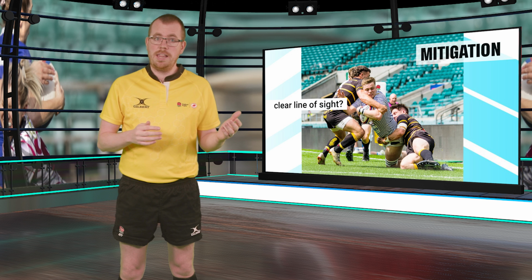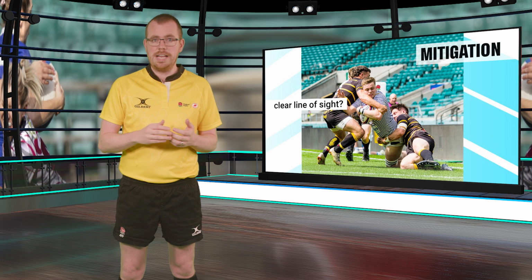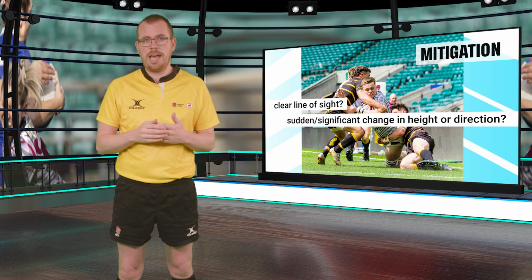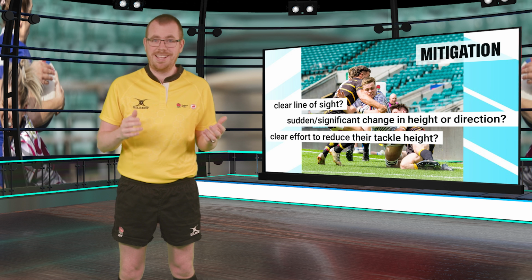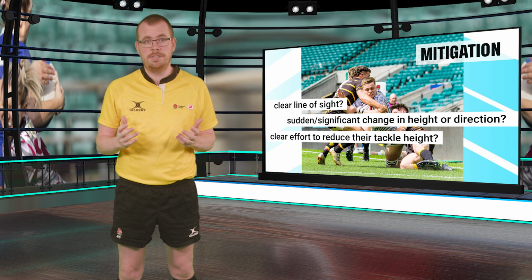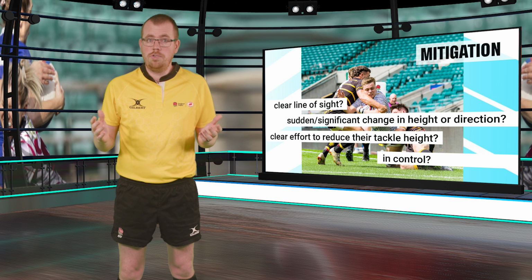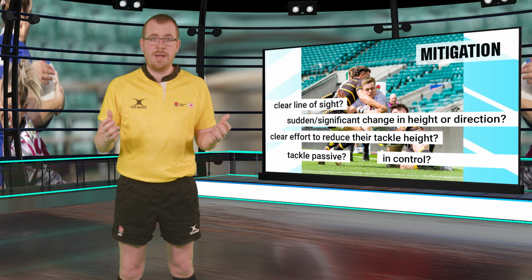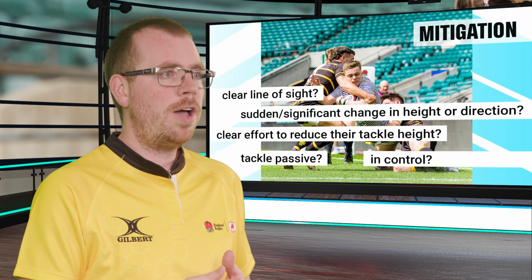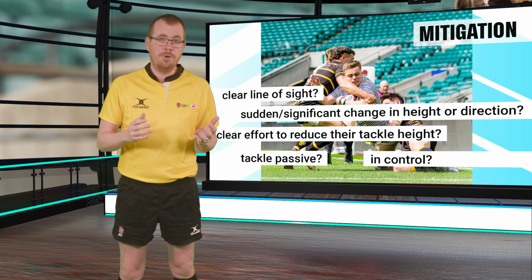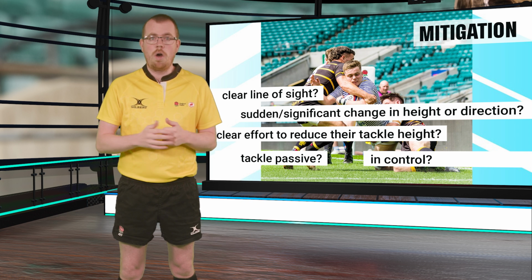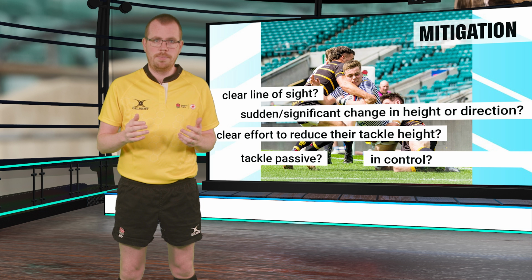Did the tackler have a clear line of sight? Was there a sudden and significant change in height or direction from the ball carrier? Did the tackler make a clear effort to reduce their tackle height? Was the tackler in control? Was the tackle passive? If we have mitigation, we can reduce the sanction by 1 step. For example, a red card to a yellow card or a yellow card to a penalty.